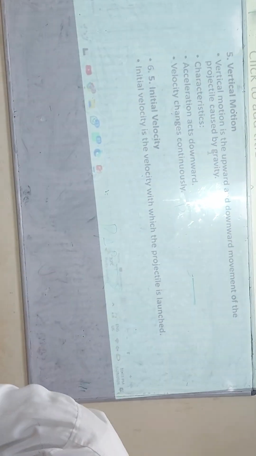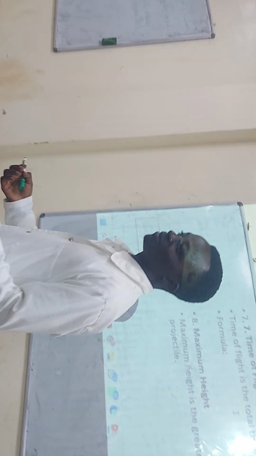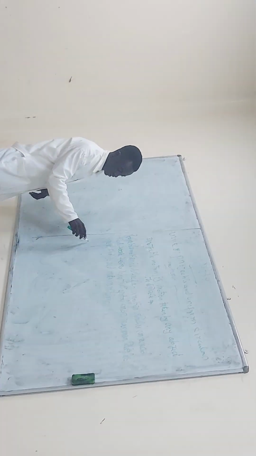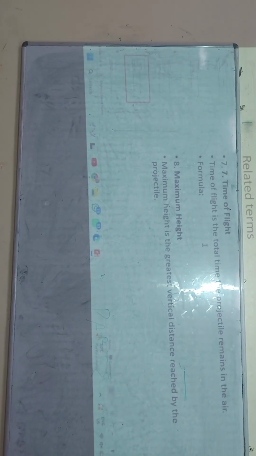Next, initial velocity. You know, initial velocity is written as V or V initial. Okay? That is the velocity at which the projectile was started. That is the velocity which is initial, where the projectile is started.